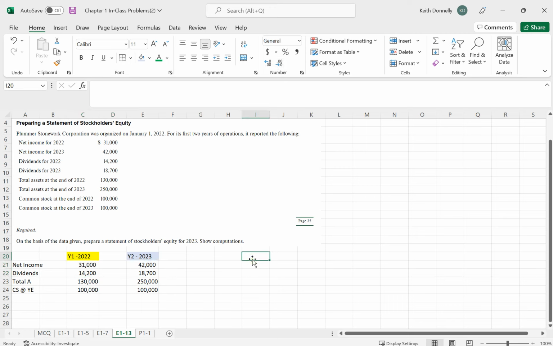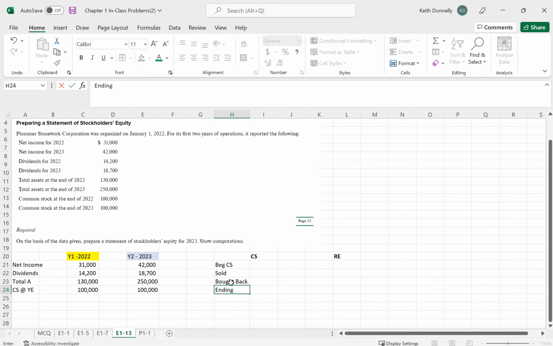Okay, so what's going on here? They say, hey, for year 2, 2023, can you please prepare a statement of owner's equity? Now we know the statement of owner's equity has 2 components, a common stock component and a retained earnings component, each having their own kind of baby equation. It's your beginning common stock plus any common stock you sold minus any common stock you bought back gives you your ending common stock. And then for retained earnings, it's your beginning retained earnings plus your net income or minus your net loss, minus any dividends, equals your ending retained earnings. Okay?